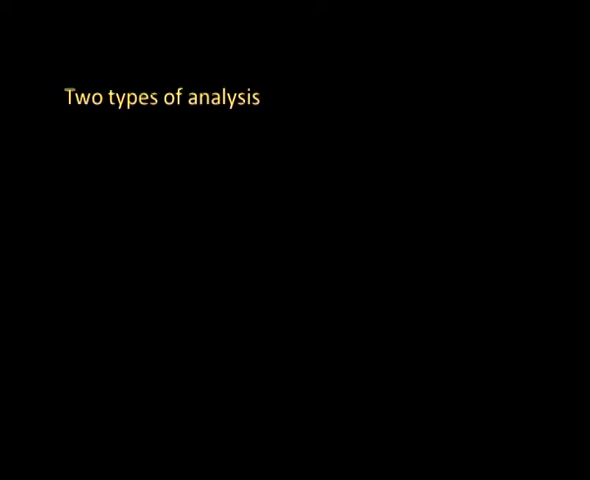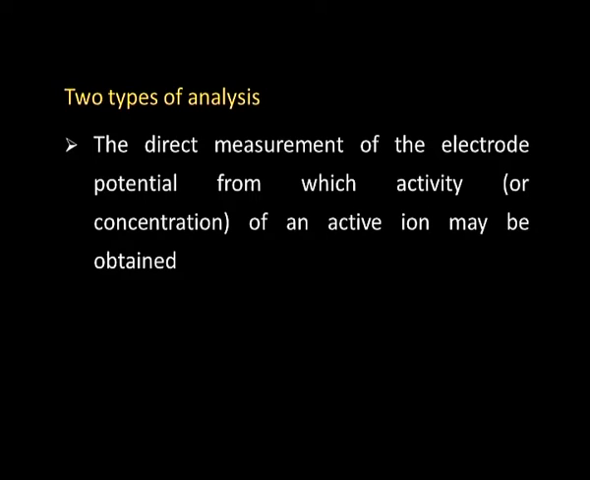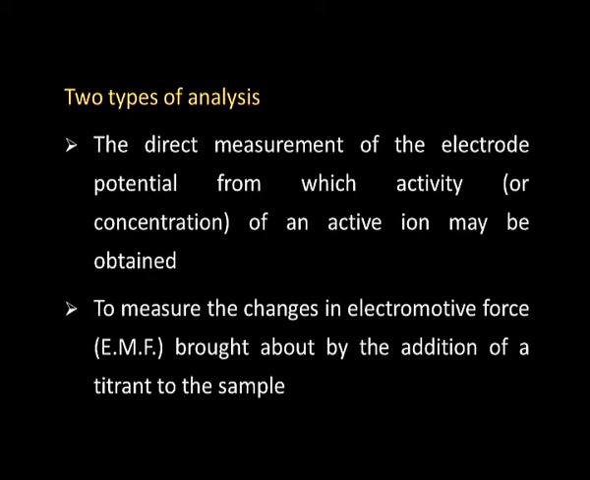The use of electrodes to measure voltages that provide chemical information is known as potentiometry. Various electrodes have been designed to respond selectively to specific analytes. Two types of analysis are carried out by using potentiometry. First, the direct measurement of the electrode potential, from which activity or concentration of an active ion may be obtained. Second, to measure the changes in electromotive force brought about by the addition of a titrant to the sample.